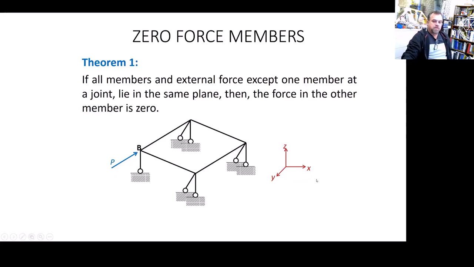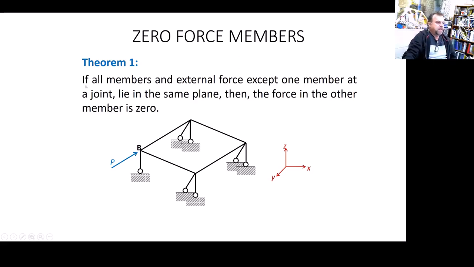Now, with zero force members in 3D, the situation is similar. There are two theorems or two rules. Some authors, some books name up to seven rules. I will name only one, because it's only one rule if you want to see it. And from that rule and applying the rules from 2D, everything else comes. But let's summarize this in two rules or two theorems.